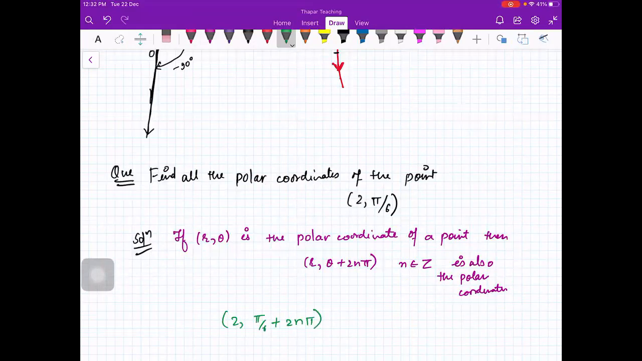So is there any other answer? So these are the polar coordinates. There are other polar coordinates also or not? Yes, ma'am, there will be. How will you compute those? By making r negative. Yes, ma'am. So let us do that. By taking r positive, these are all the polar coordinates.